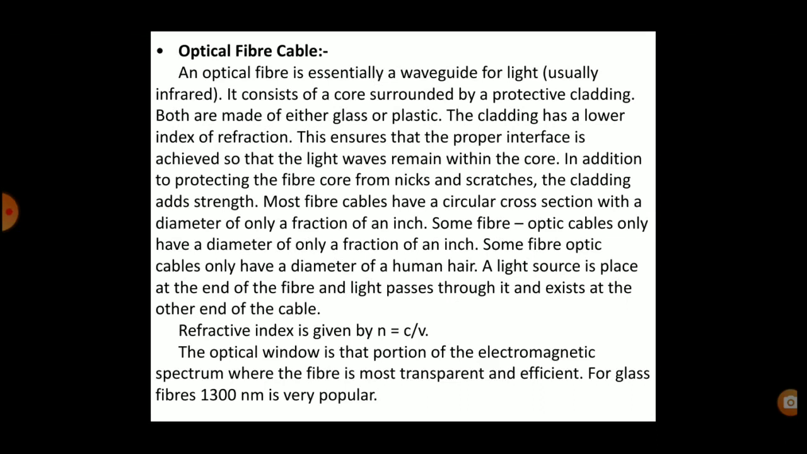Some fiber optic cables only have a diameter of human hair. A light source is placed at the end of the fiber and light passes through it and exits at the other end. Refractive index is given by n equal to c by v. The optical window is that portion of the electromagnetic spectrum where the fiber is most transparent and efficient.